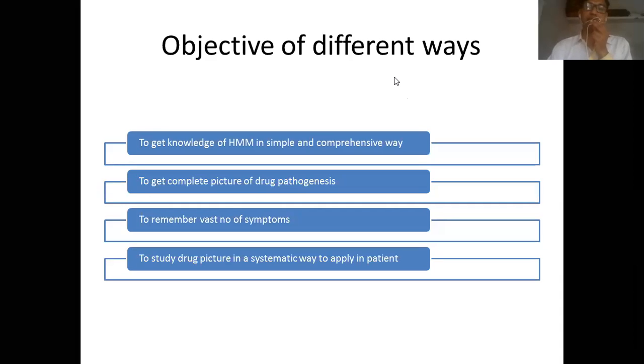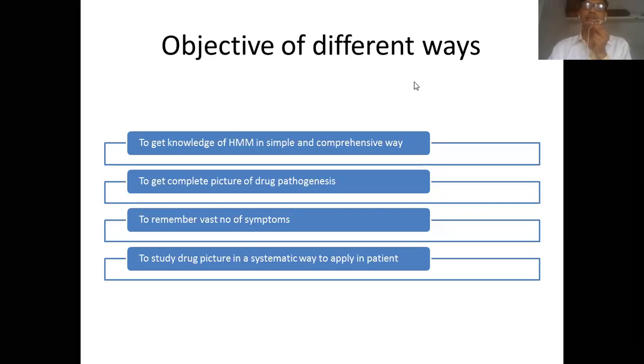Then we will first enlist what are the various ways of study of homeopathic materia medica, and then we'll proceed further. So basically, if you go to our college library, most of the books are related to homeopathic materia medica. If you compare the books of homeopathic materia medica, organon, and homeopathic repertory, then you will find there are more and more books of homeopathic materia medica.